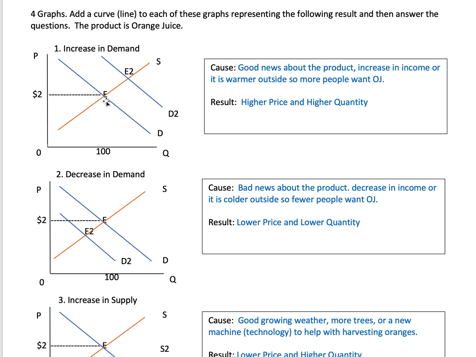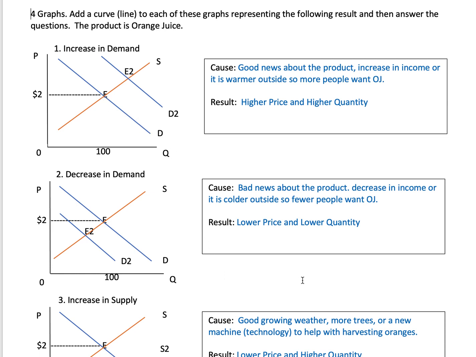As the graph shows, from the first equilibrium to the second, the price is higher and the quantity is higher. Now, I used $2 and 100 as a basis to start from with the original equilibrium. You could have had a different price and different quantity, but it's always good to have some base numbers to work from.